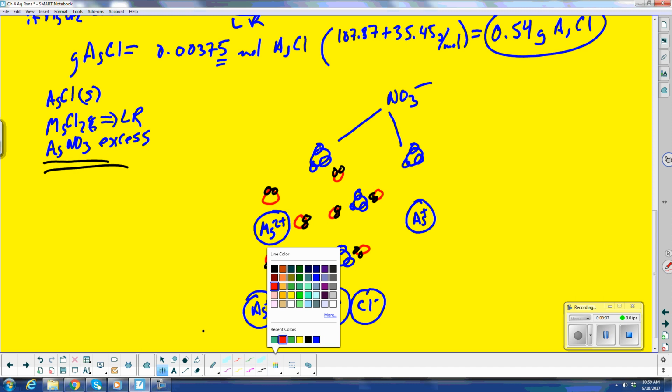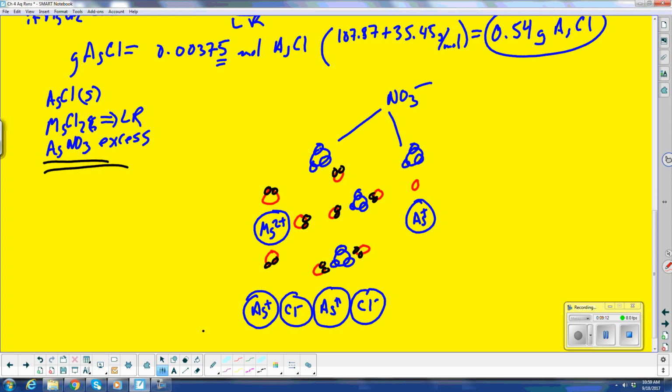Let's put a water here, and how about that's a little small for my water. Let's put a water here, and a water here, and a water here, and how about water there, water there. And let's throw in some hydrogens. Remember, the hydrogen side's attracted to the nitrate, the non-hydrogen side's attracted to the cations.